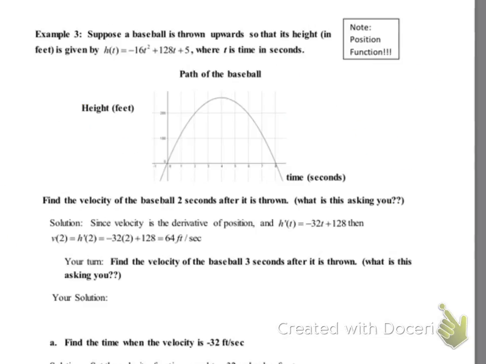In example 3, I say, suppose a baseball is thrown upwards so that its height in feet is given by the position function h(t) equals negative 16t squared plus 128t plus 5. Here t is my time in seconds, and here is the graph.